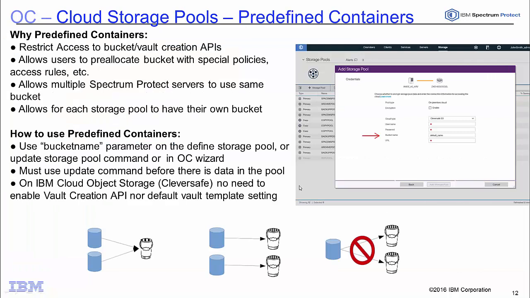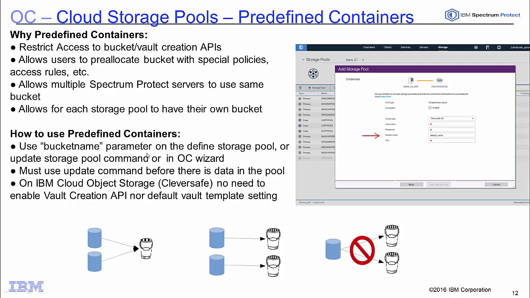For CleverSafe and for Amazon, it is possible to have predefined containers out on the cloud provider. The reason people like predefined containers is that they can then restrict access to the bucket or vault creation APIs. They can allow the users to pre-allocate buckets with special policies, access rules, or such. And you can allow multiple Spectrum Protect servers to use the same bucket. In addition, if you wanted, you could allow for each cloud container to have its own bucket.